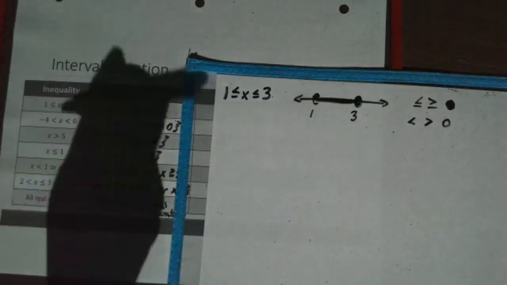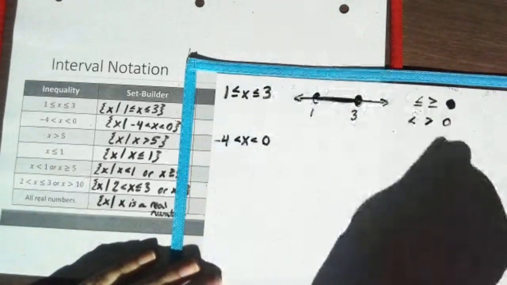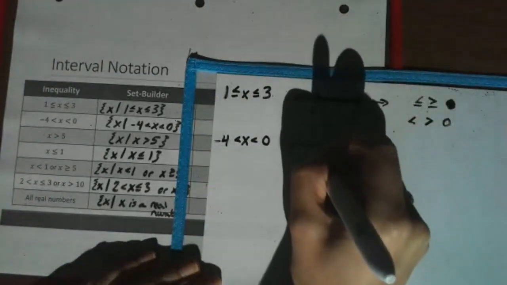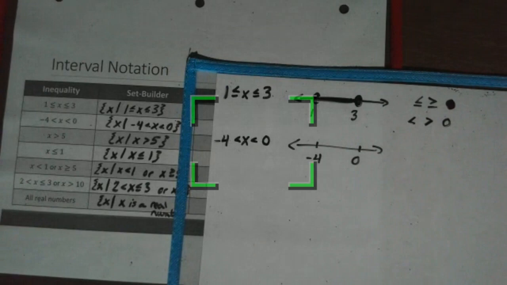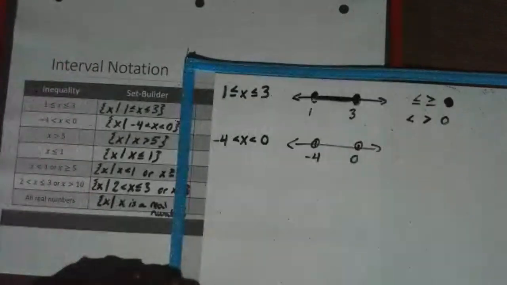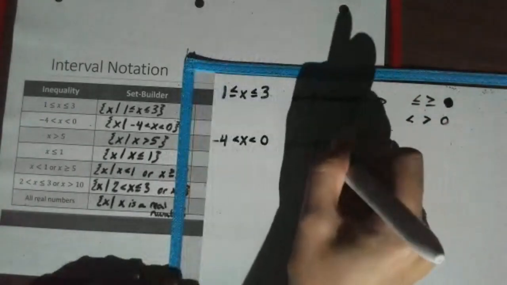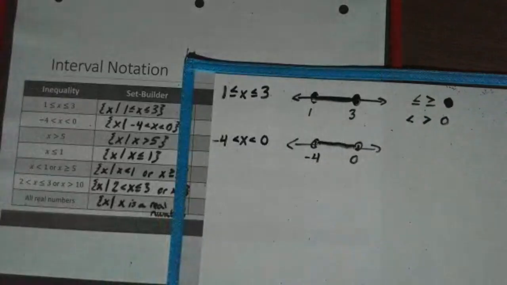Let's do the next one. We have negative 4 is less than x is less than 0. On my number line, the two important numbers this time are -4 and 0. I made sure that -4 is to the left because it's smaller. This time, I don't have equal to as an option, so I need to use open circles on both of them. But the numbers between -4 and 0 do work, so I still need to shade the area in between them. So any number between, but not including -4 and 0 works in this case.